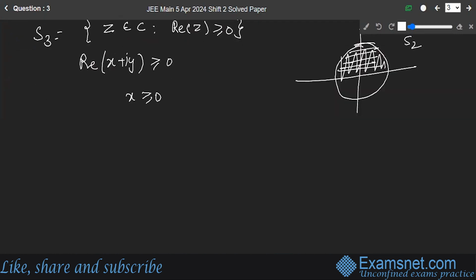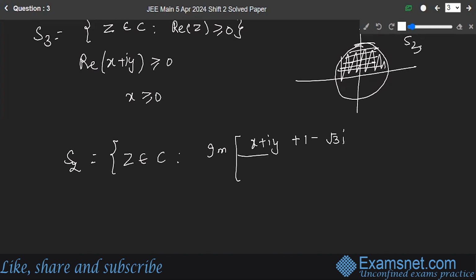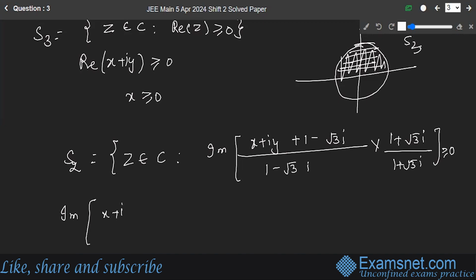Now let's go to your S2. What is your S2? It contains Z, where Z belongs to complex numbers such that the imaginary part of Z plus 1 minus root 3 iota divided by 1 minus root 3 iota, multiplied by this, is greater than or equal to 0. I'm opening Z, this is x plus iota y plus 1 minus root 3 iota. Let's rationalize the denominator.